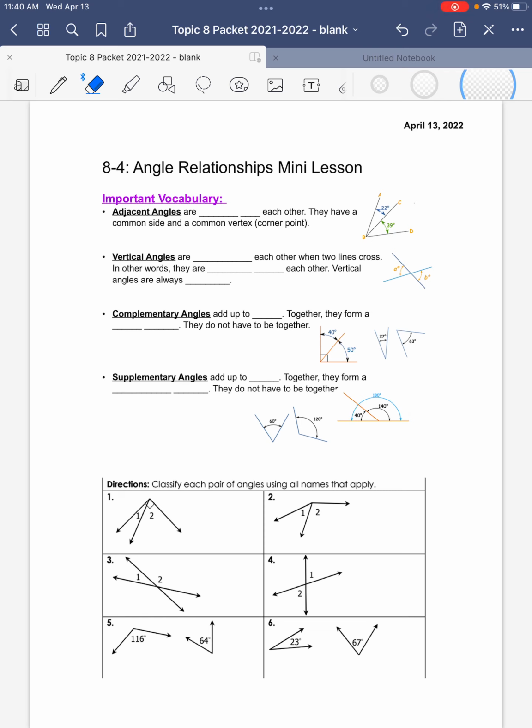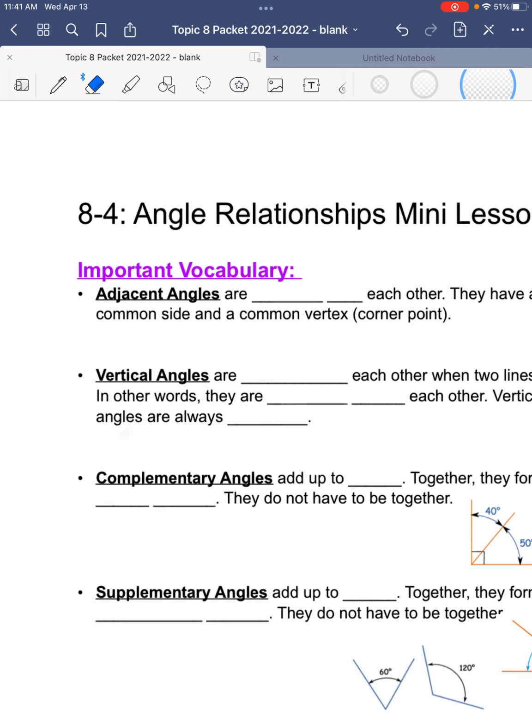Hey y'all, today is April 13th and we are doing a little mini lesson on angle relationships. So let's get started with some important vocabulary first.